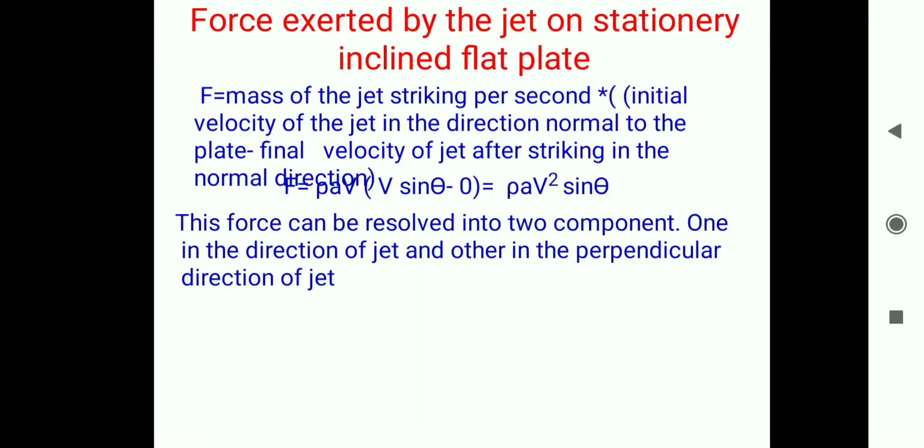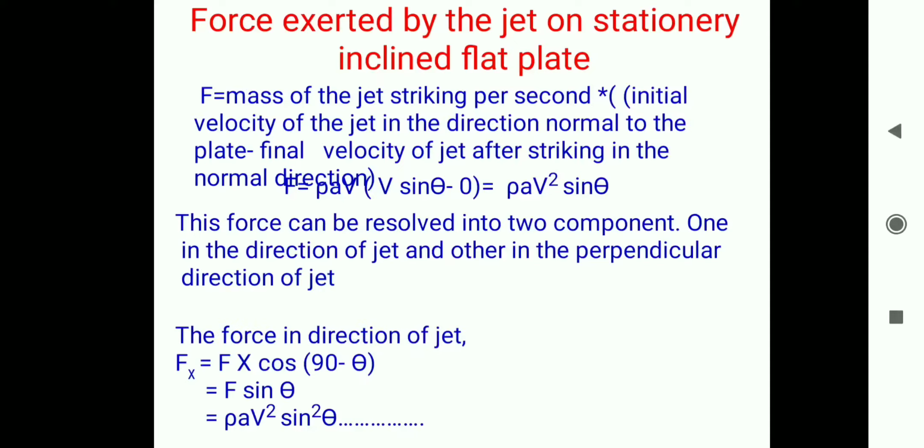This force can be resolved in two components, one in the direction of jet and other in the perpendicular direction of jet. So the force in the direction of jet can be written as Fx equal to F into cos 90 minus theta, which becomes F into sine theta. Taking the value of F from the above equations, we get the final equation as Fx equal to rho A V square sine square theta.